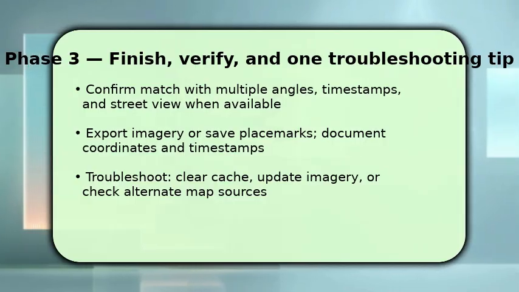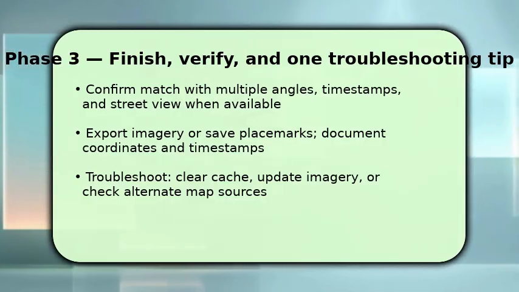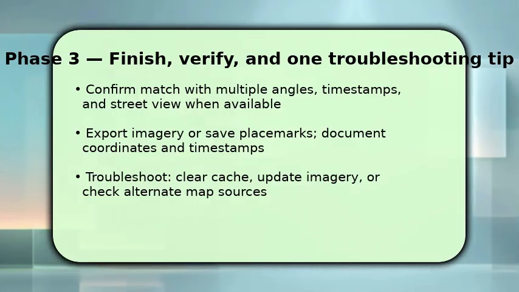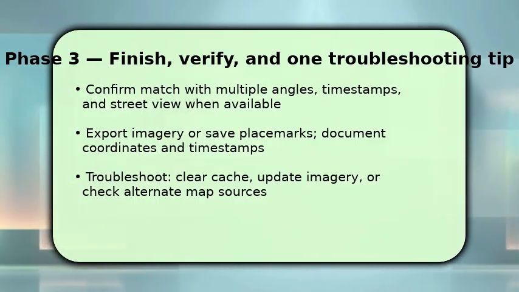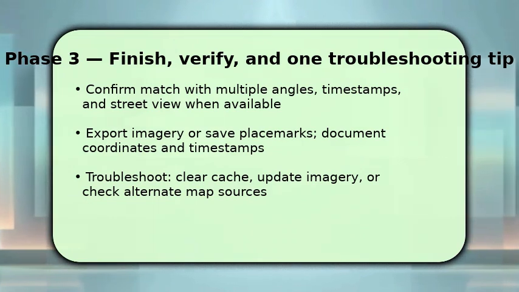If things go wrong, clear Google Earth's cache, ensure you're on the latest imagery layer, and try alternate map services to cross-check. Sometimes changes or low-resolution tiles hide temporary sets. Then, reapply the same angle matching steps to confirm the find.